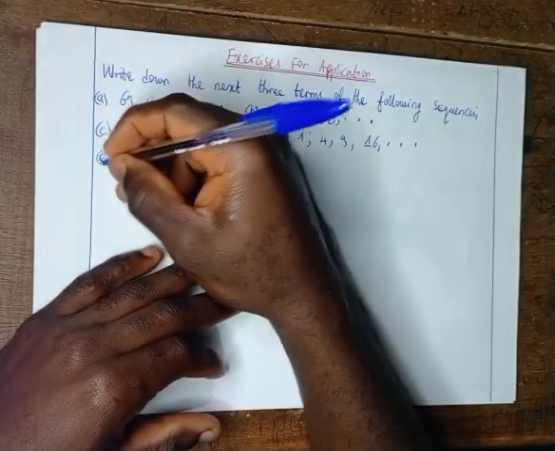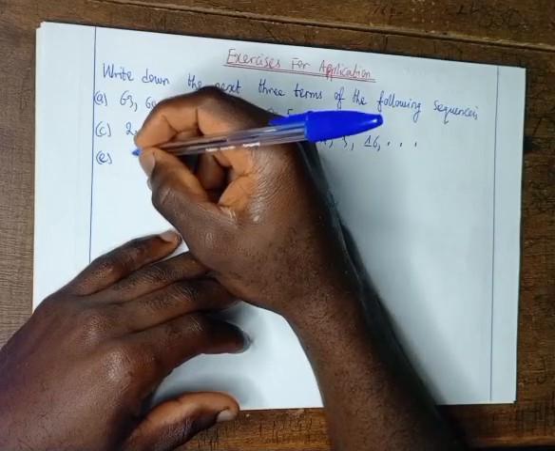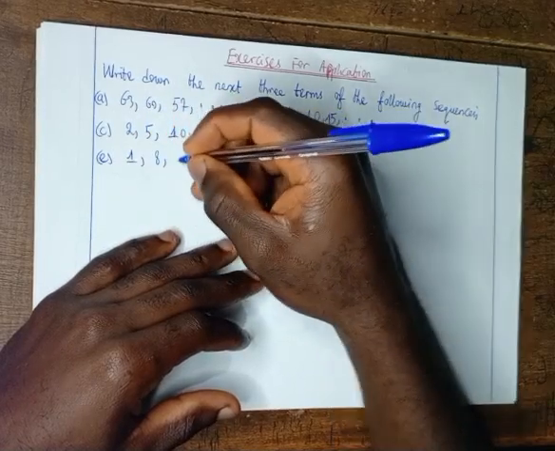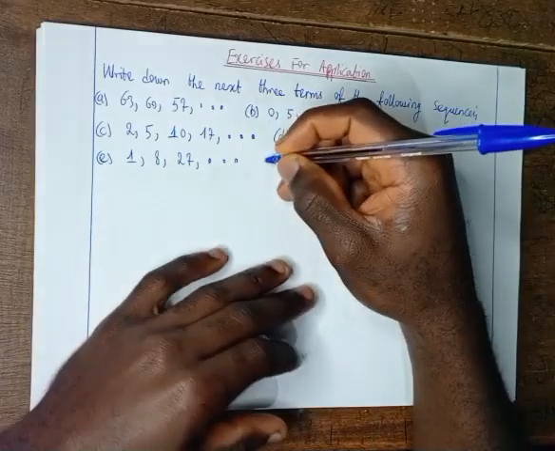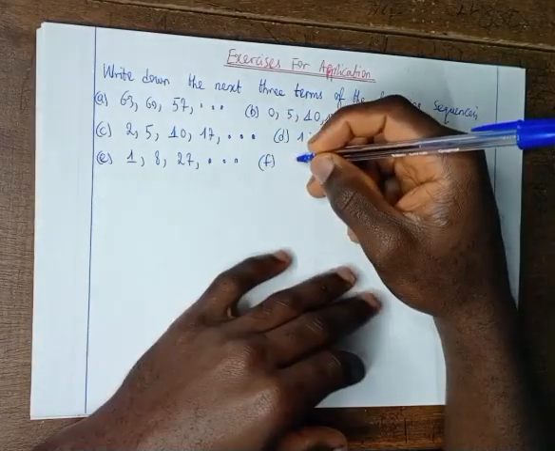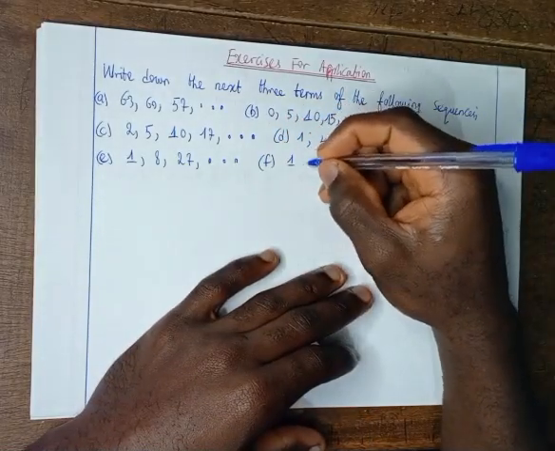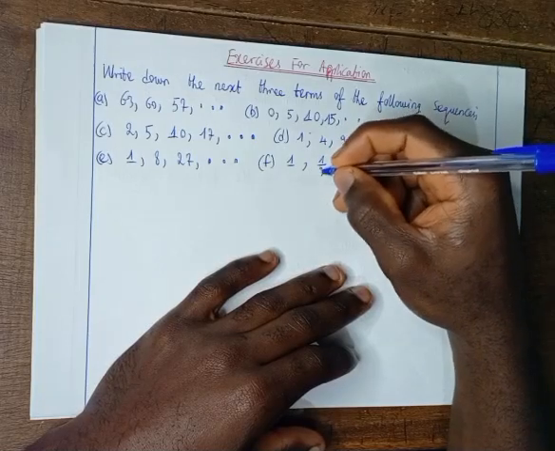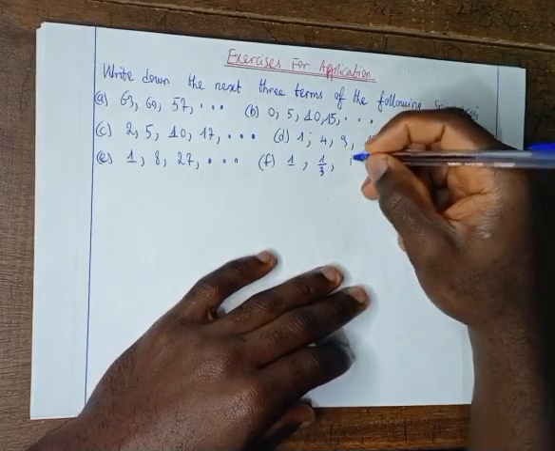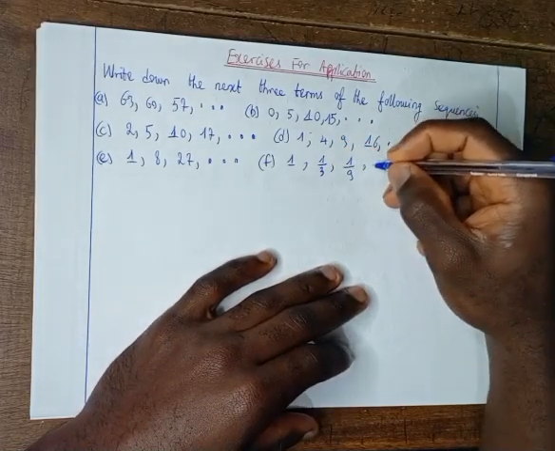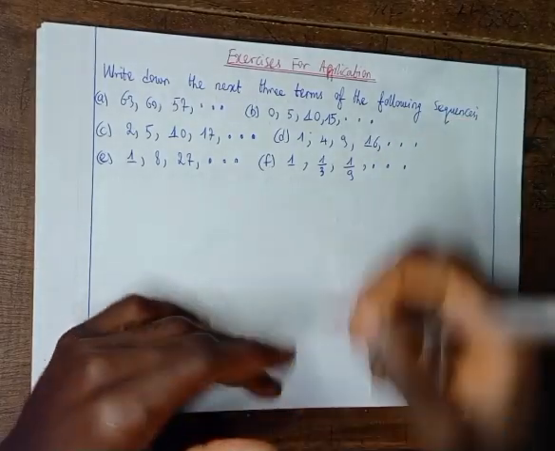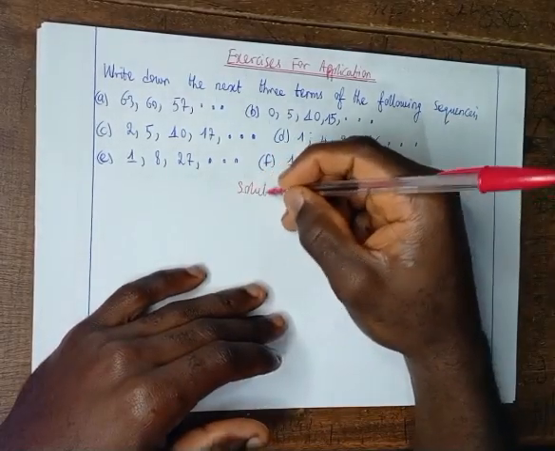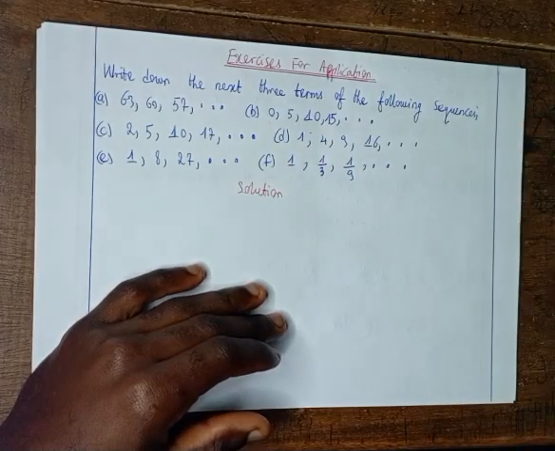For E, we have 1, 8, 27, 3 dots. For F, we have 1, 1/3, 1/9, 3 dots. Take down solution. We answer the questions.